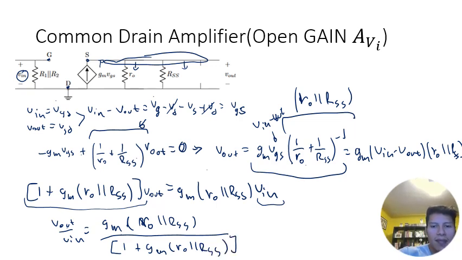little RO in parallel to RSS divided by 1 plus GM RO in parallel to RSS. That's it. That's our gain, equal to AVO. And if you notice, in the previous expression that we derived, we had an RL in parallel to RO in parallel to RSS. So this is actually equivalent to plugging infinity for RL. So our open circuit gain is always just the same as our normal gain, except with an open circuit for RL or an infinite RL.